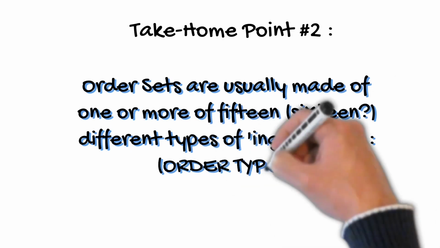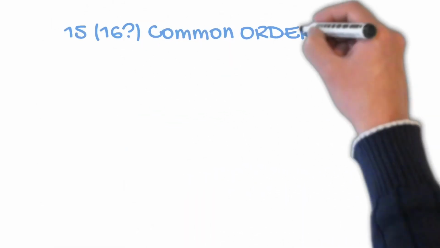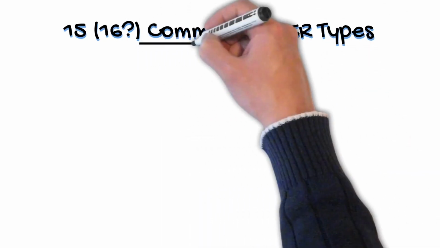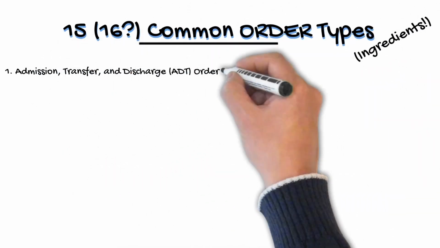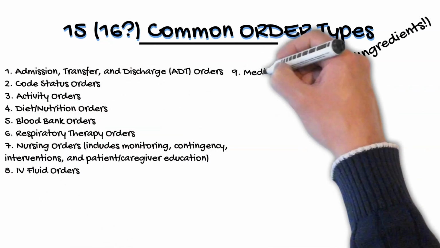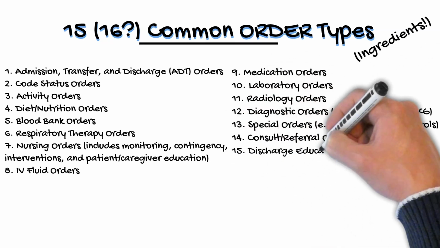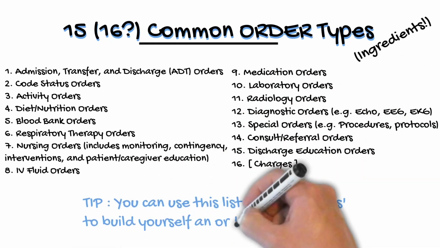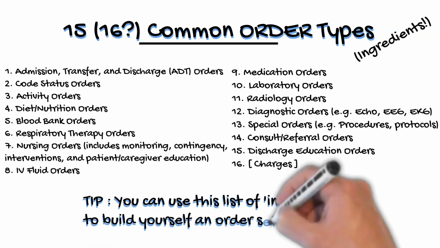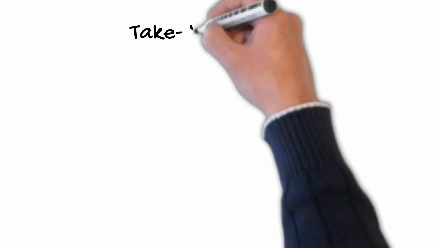Take-home point number 2, remember that order sets are made of one or more of 15 or 16 different ingredients that go into making the order set. That's called order types. Those common order types include things like ADT orders, code status orders, activity orders, diet nutrition orders, blood bank, respiratory therapy, nursing, IV fluid, medication, laboratory, radiology, diagnostic orders, special orders, consult and referral orders, discharge education orders, and in some outpatient areas, order type number 16 is actually just charges, but they're often used in outpatient areas and ambulatory procedure areas.